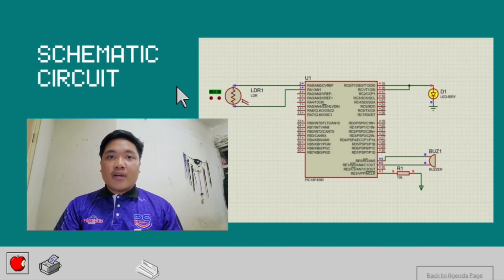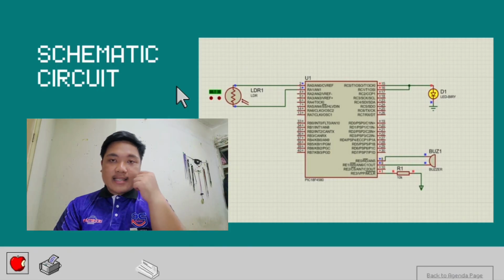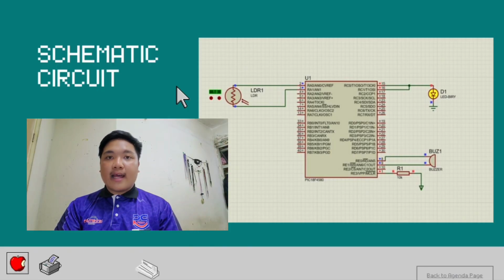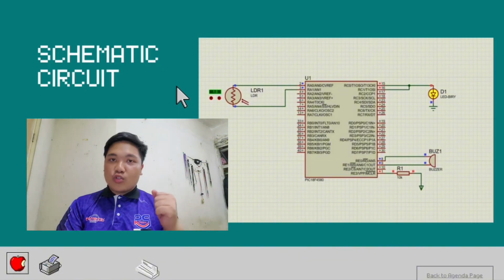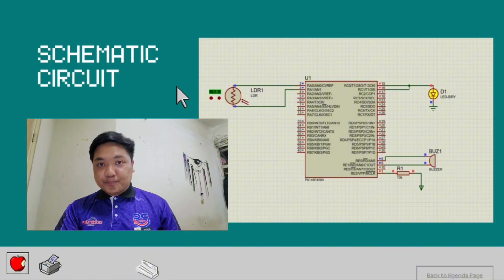For the output, the LED is connected to RC0, pin 15, and it is turned on when low light is detected. The buzzer is connected to RC1, pin 16. It activates simultaneously with the LED in low light. Alright, and next let's go to the code explanation.